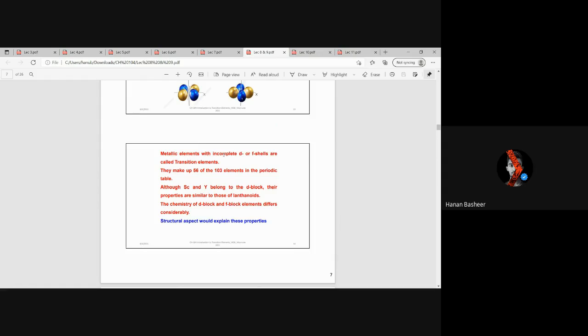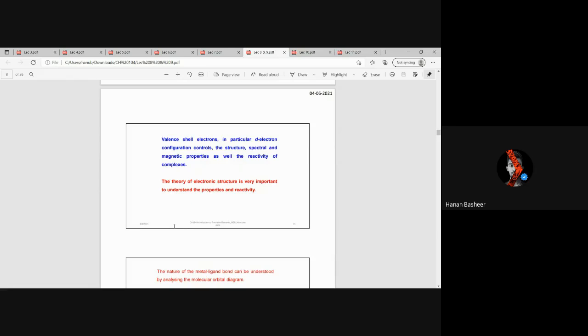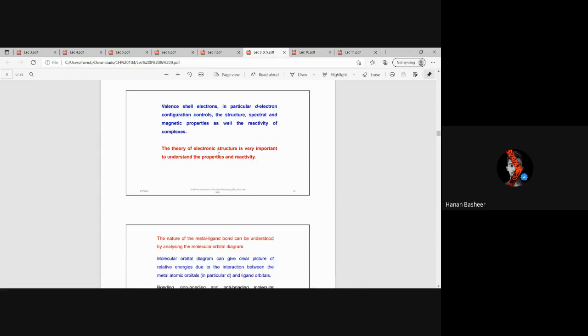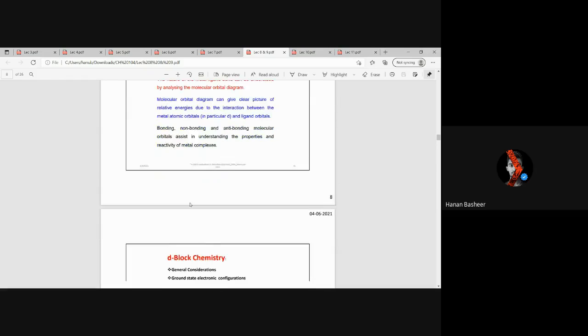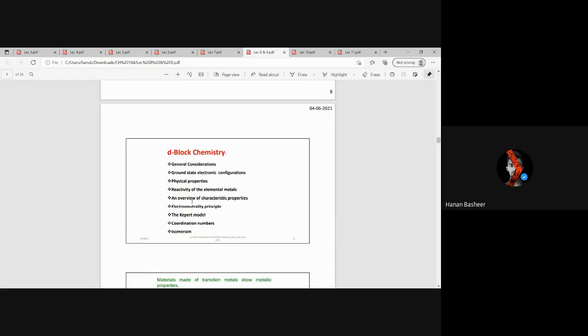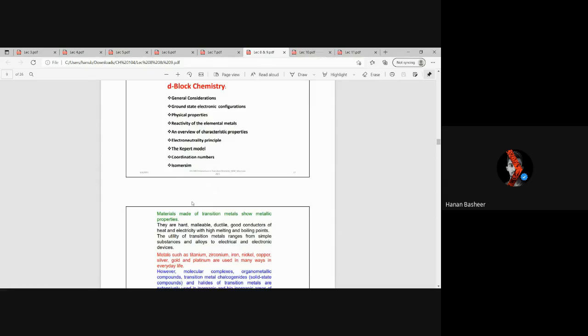Then although scandium and yttrium belong to the d block, their properties are similar to those of lanthanides. Then valence shell electrons, in particular the d electron configuration, control the spectral and magnetic properties as well as reactivity of complexes. The theory of electronic structure is very important to understand the properties and reactivities. So we see that the bonding and anti-bonding molecular orbital structure assists in understanding the reactivity and structure of the metal complexes. Then we'll go deeper into d block chemistry.